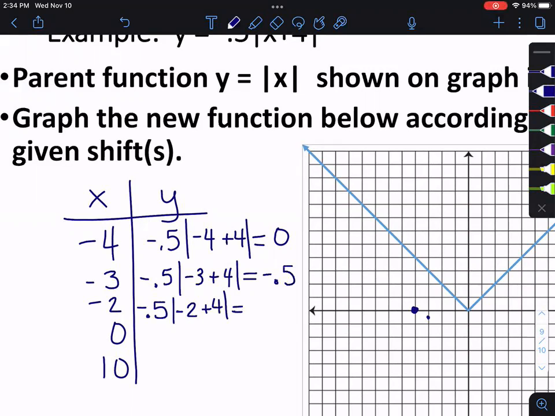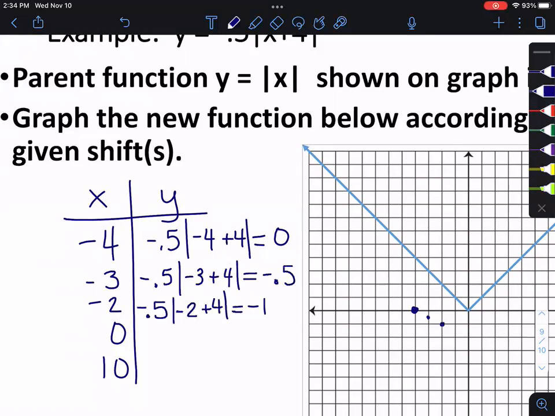-2 plus 4 is 2. The absolute value of 2 is 2. 2 times -1/2 is -1. That's going to give me that point right there.